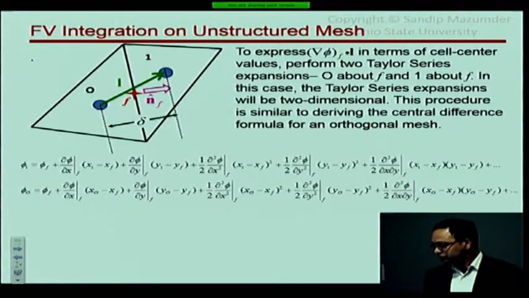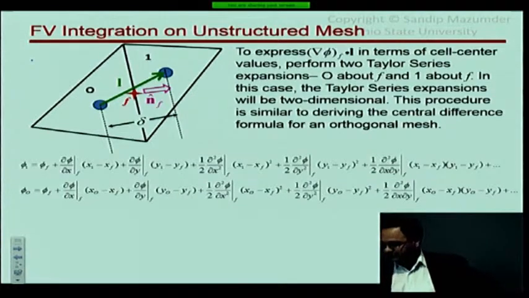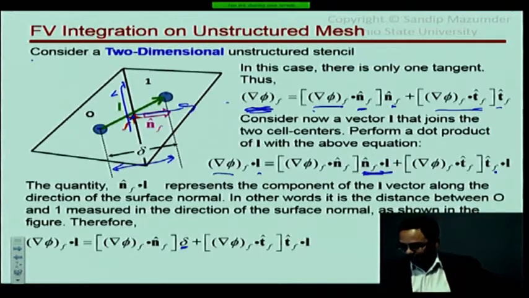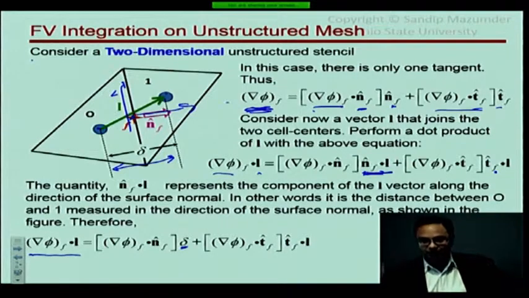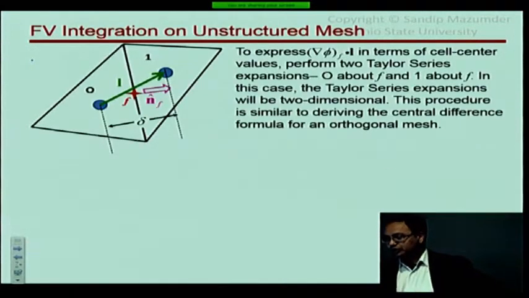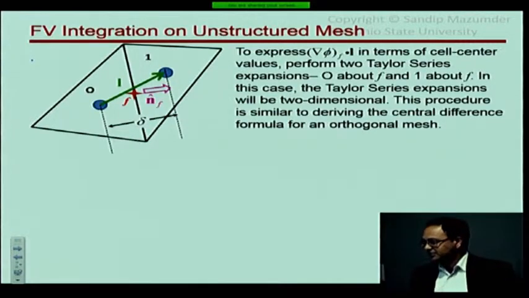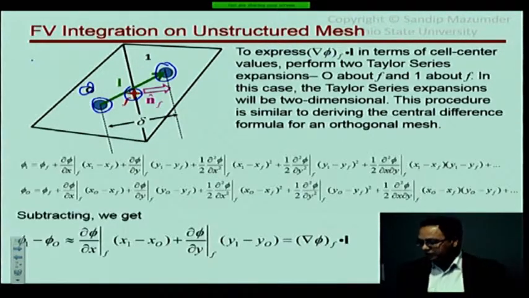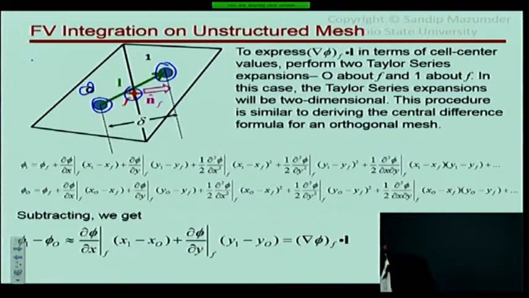So now let's consider the left-hand side of the equation that we just derived. What is this grad phi f dot L? What we are going to do is a Taylor series expansion of phi about f, from 0 and from 1. So these are the two Taylor series expansions. Phi 1 in terms of phi f.